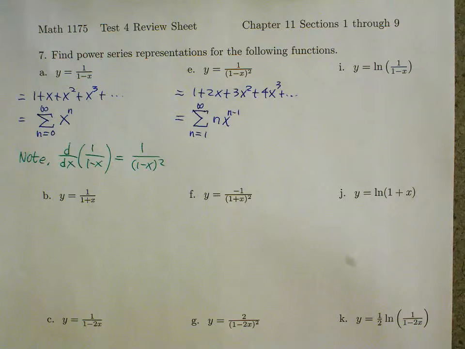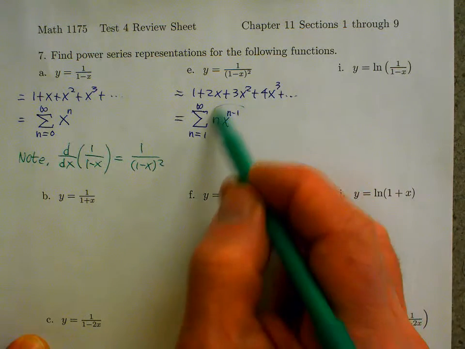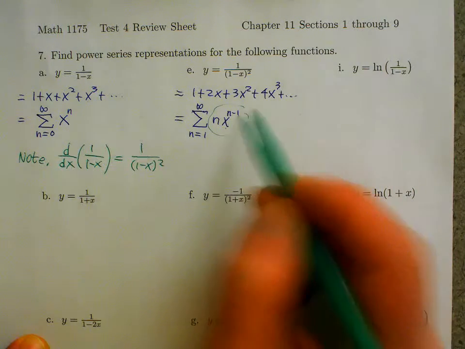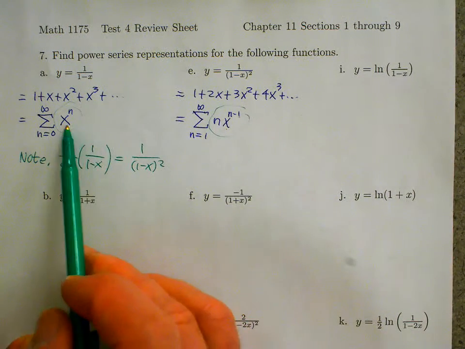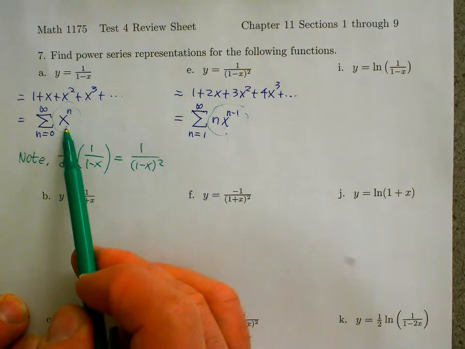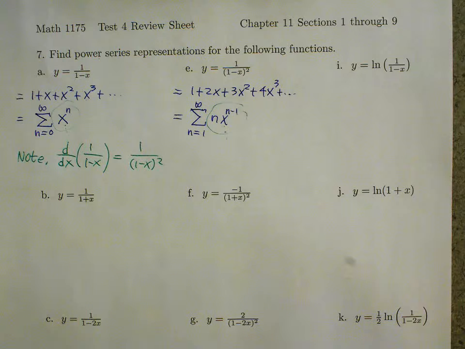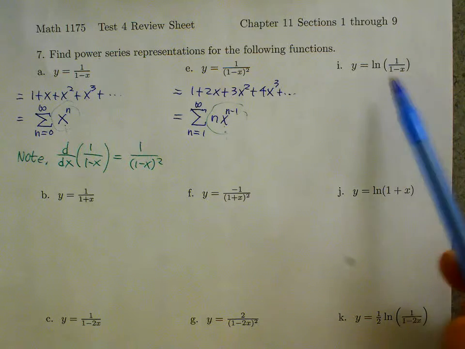But do you notice something else? Maybe it's so obvious to you that you wouldn't even bother to point it out. When you compare n times x to the n minus 1 with x to the n, n times x to the n minus 1 is the derivative of x to the n. So weird how that works. Not really.